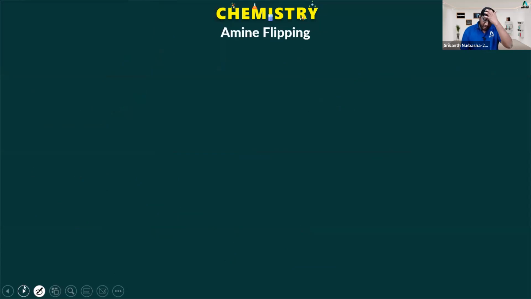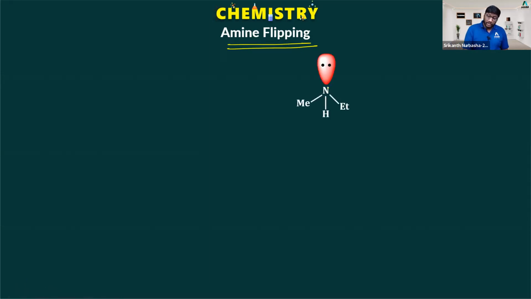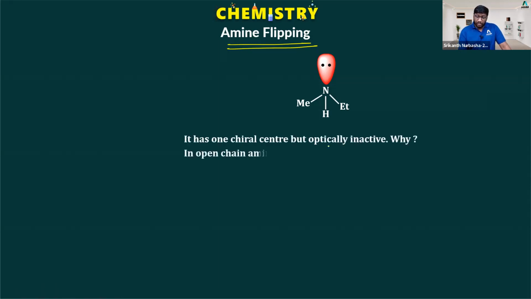Then comes the last concept in optical isomerism, like amine flipping. I have told you about this amine flipping in the last class also. Whenever we have one chiral carbon, it is directly optically active, except a few cases. What are those few cases? Ring flipping occurs or amine flipping occurs. So let us look at that. Nitrogen having a methyl group, an ethyl group, and hydrogen connected is a secondary amine, and nitrogen also has a lone pair of electrons. It has one chiral center but is optically inactive.